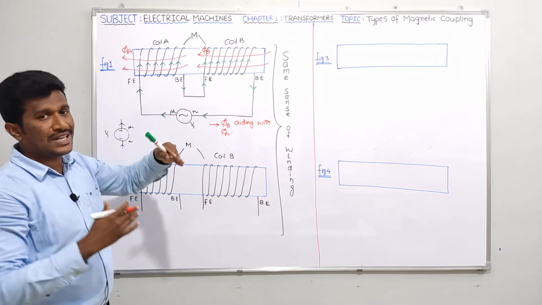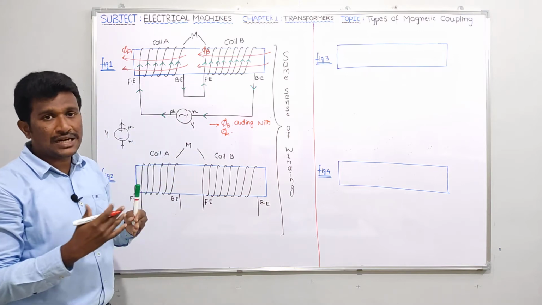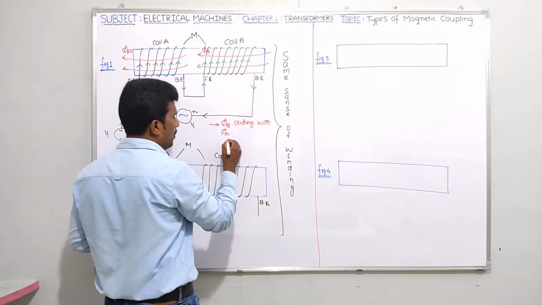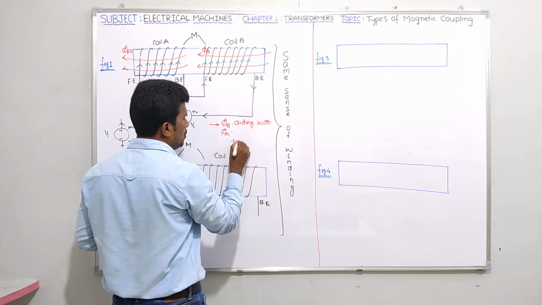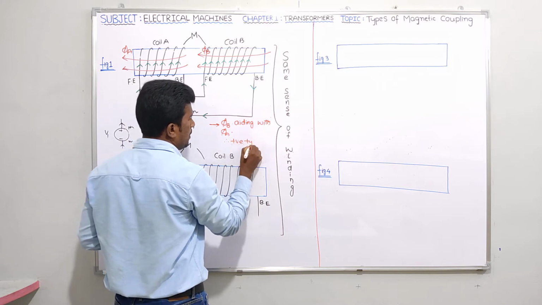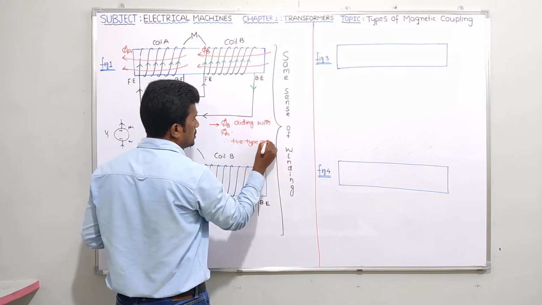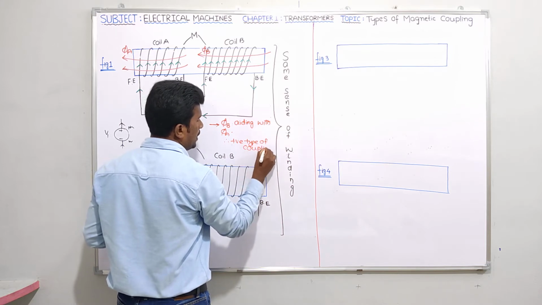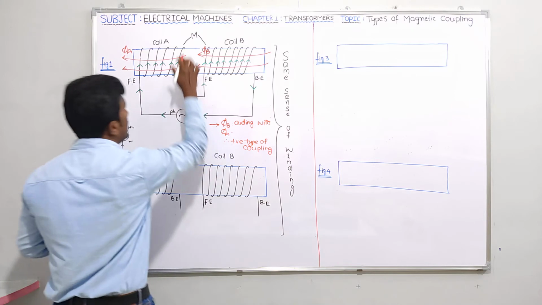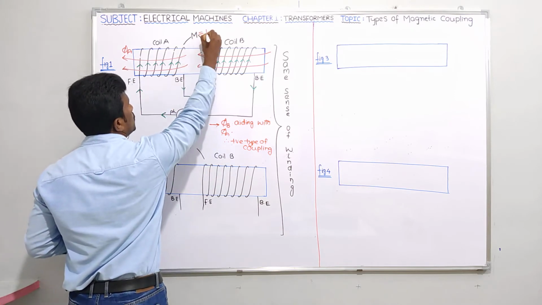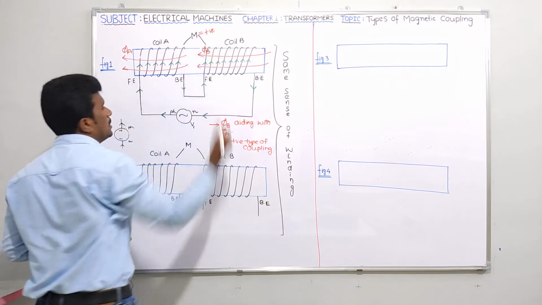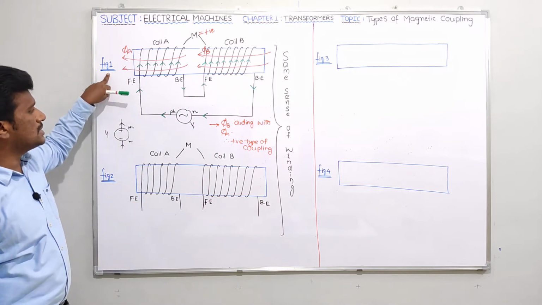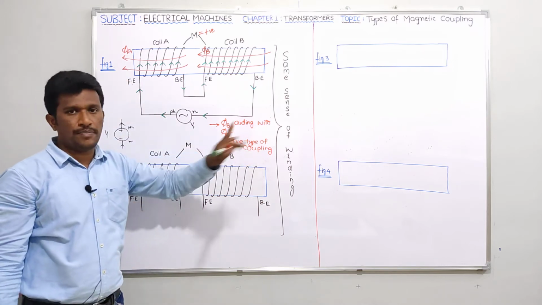Therefore, whenever two fluxes are aiding with each other, that coupling can be called positive type of coupling. So for positive type of coupling, mutual inductance M will be positive. See guys, in this discussion, figure number 1 has a positive type of coupling.